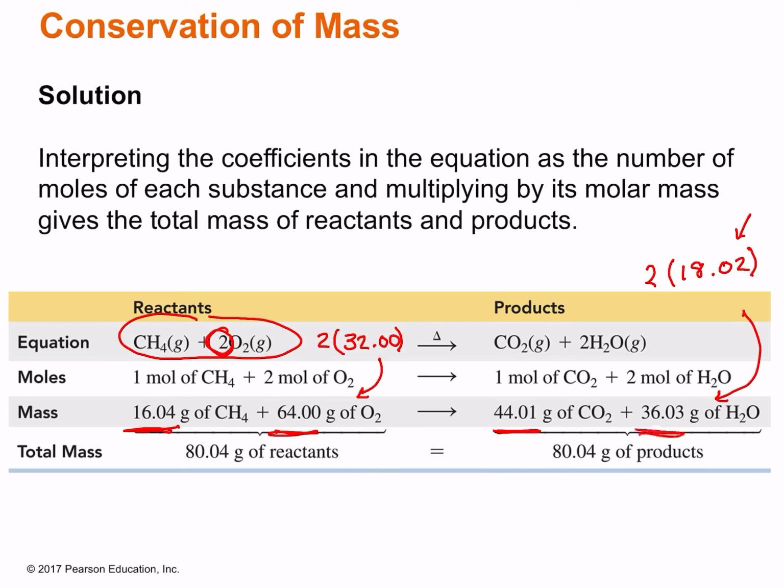But when we add these together, we get 80.04 grams of products, which is the same as the mass of the reactants. So the mass before the reaction will equal the mass after the reaction. So that is proving the law of conservation of mass.